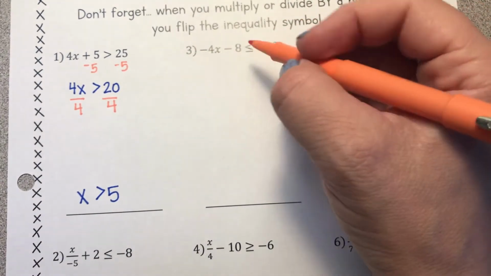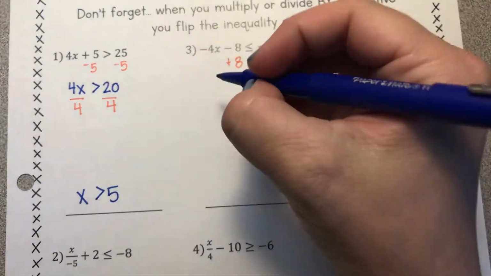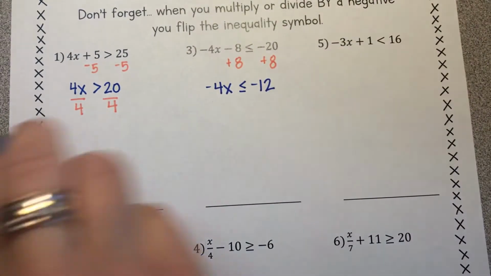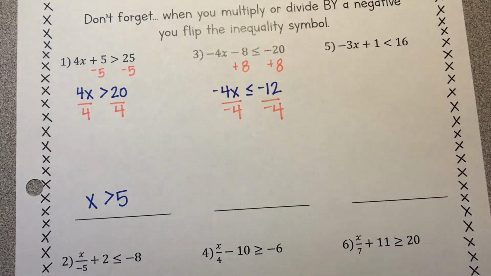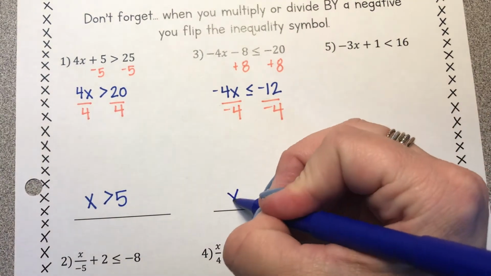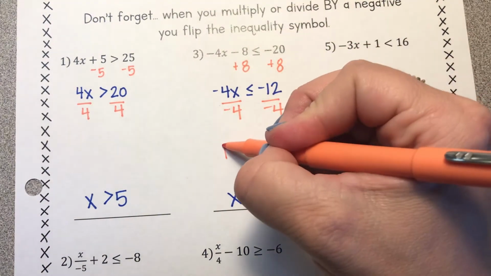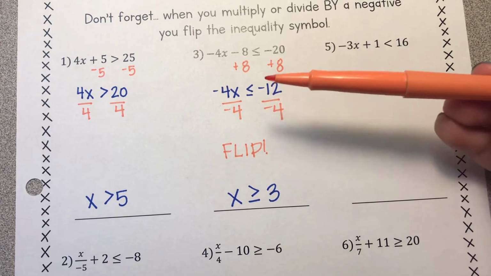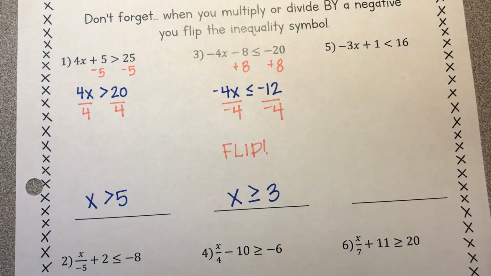So on number 3, I'm going to add 8 first. So that leaves me with negative 4x is less than or equal to negative 12. And now I'm going to have to divide both sides by negative 4. And when I divide by a negative, I'm going to flip my inequality sign. Okay, you don't have to write this. I'm just writing it as a reminder that because I divided by a negative, I flipped or reversed my inequality symbol. Okay, let's look at number 5.